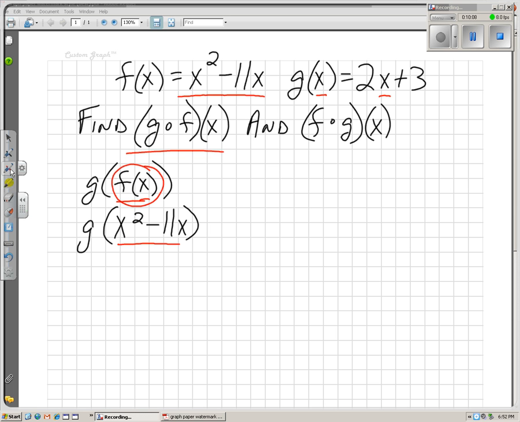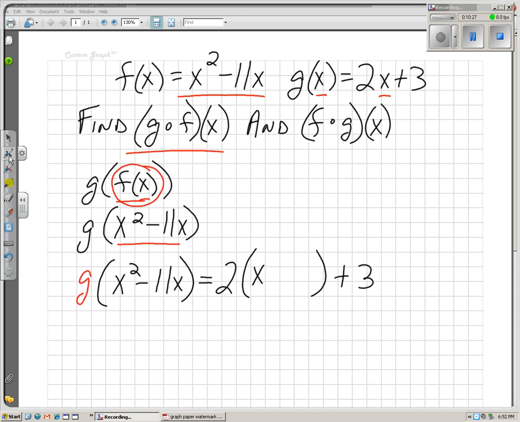So g of x squared minus 11x would be, I'm going to take my 2 and open up my parentheses where the x goes. There's my plus 3 on the end. I'm going to take out that x and put in x squared minus 11x. Okay, that's the substitution. We have our answer here.